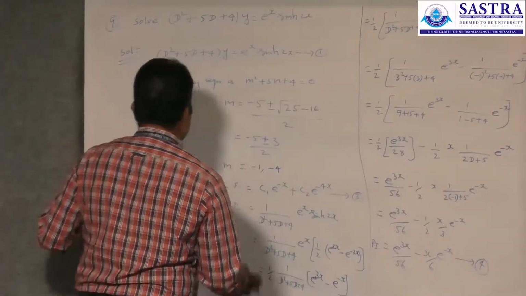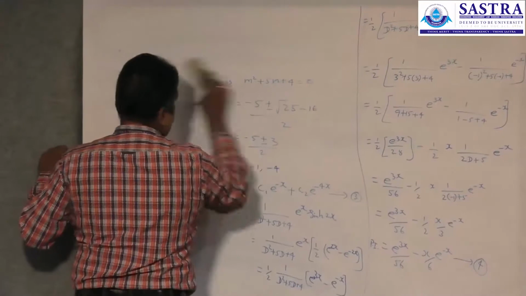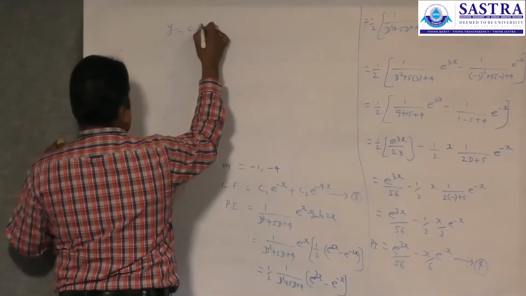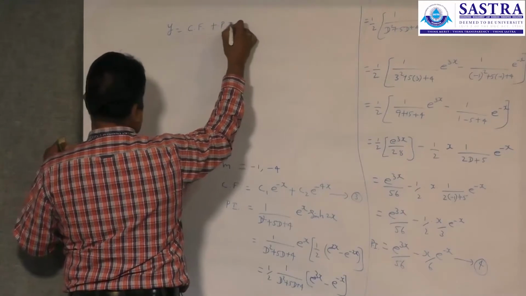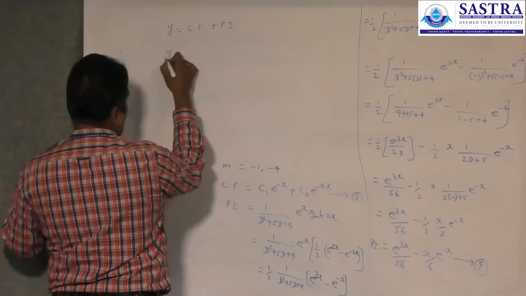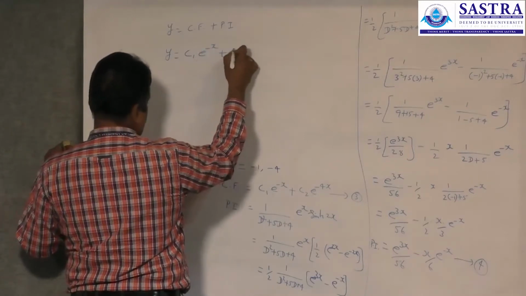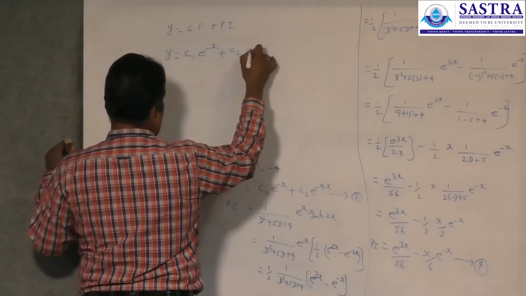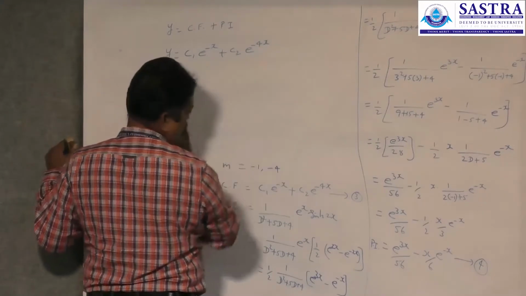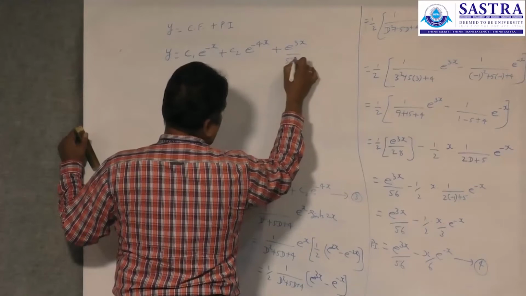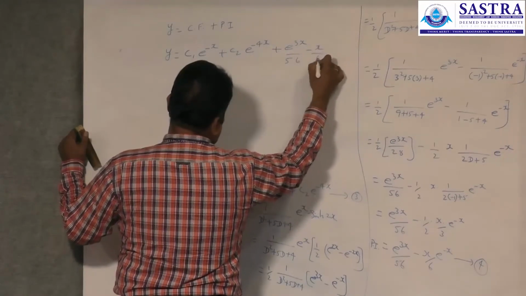Now the solution is y is equal to CF plus PI. Y is equal to C1 e power minus x plus C2 e to the power minus 4x plus e to the power 3x divided by 56 minus x by 6 e power minus x.